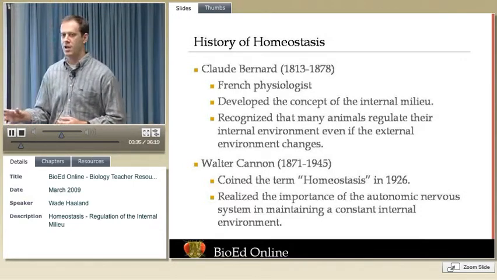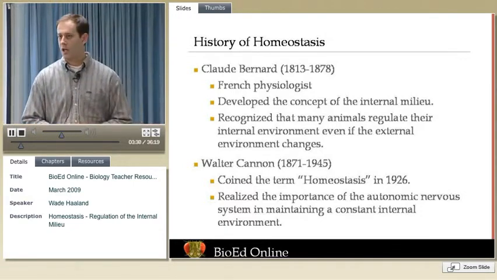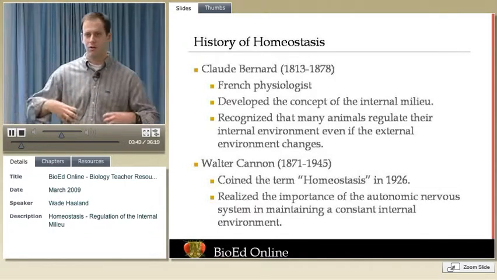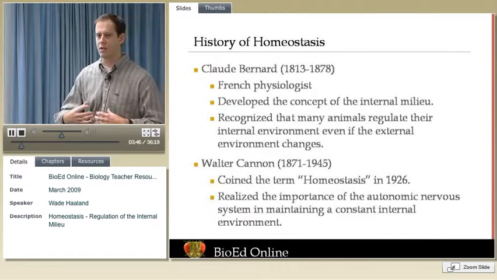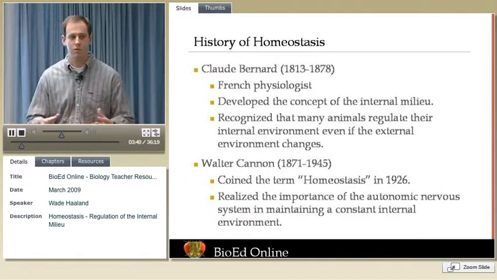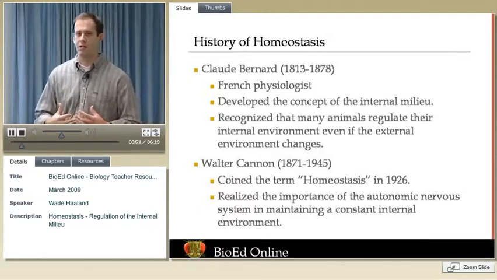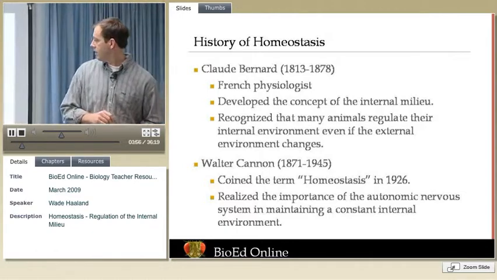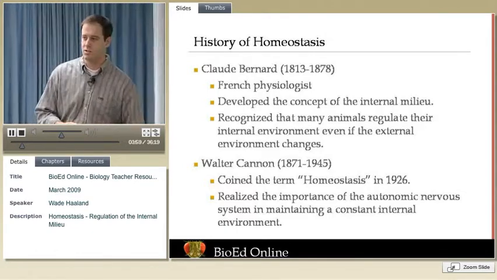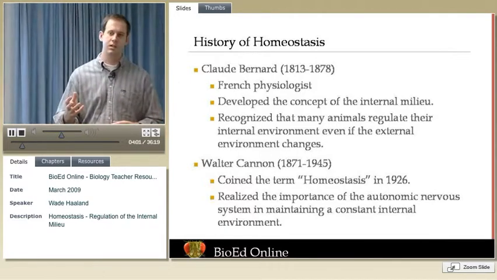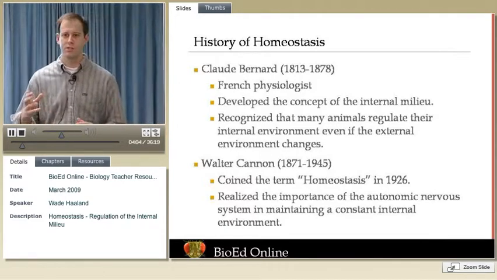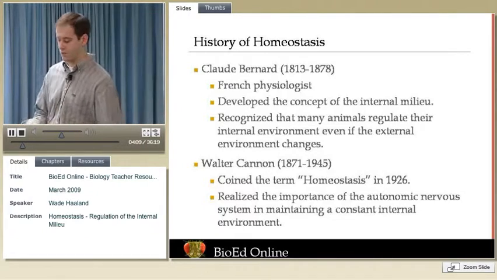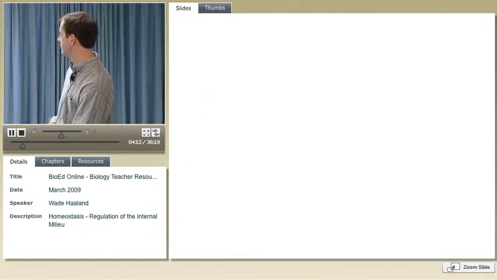Claude Bernard is a French physiologist from the mid-1800s, and he did a lot of work in describing this internal environment, getting the concept out that the internal environment of a body is going to stay relatively stable. He recognized that certain organisms are able to maintain this constancy. Walter Cannon is a prominent American scientist. He coined the term homeostasis in 1926. He also started realizing that certain systems play very big roles. For instance, the central nervous system plays a huge role in maintaining homeostasis.